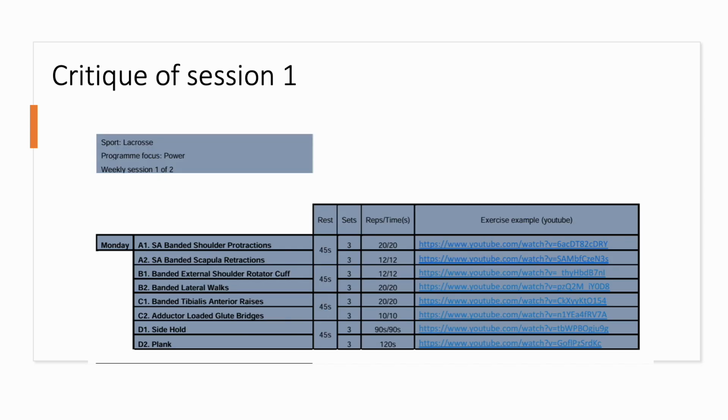In Session 1 of the training program, there are a few things to highlight. The single arm band shoulder protractions, although they are a good exercise, are not very useful in training full power because the range of motion is very small, and if not used carefully, the player could easily be injured. Same as the single arm band scapular retraction, not a huge range of motion, could easily get injured. The banded external shoulder rotator cuffs is good. Multiple muscle groups are engaged, such as the deltoids and the biceps, with concentric contraction by holding on to the band.